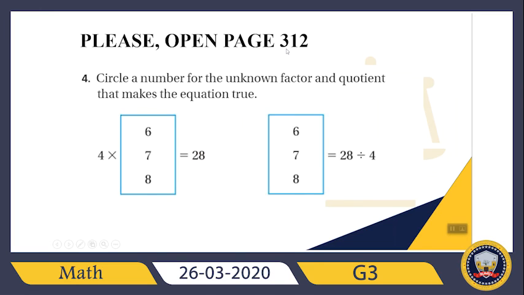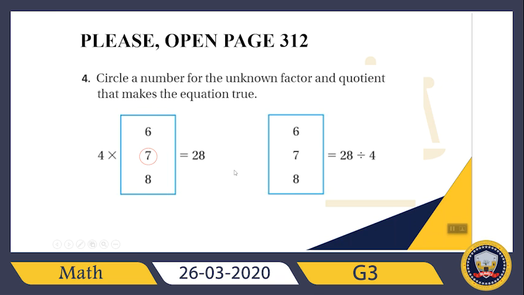Let's check question 4. Please open page 312. Let's read the question together. It says, circle a number for the unknown factor and quotient that makes the equation true. Okay, let's check the equation. 4 times what equals to 28? How can I find it? 4 times what equals 28?